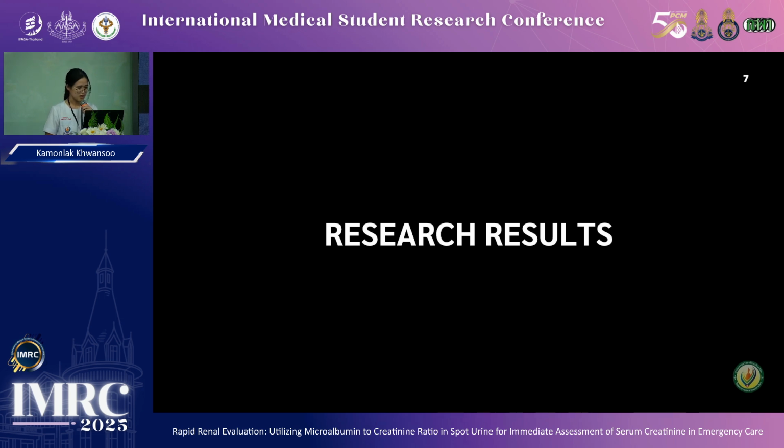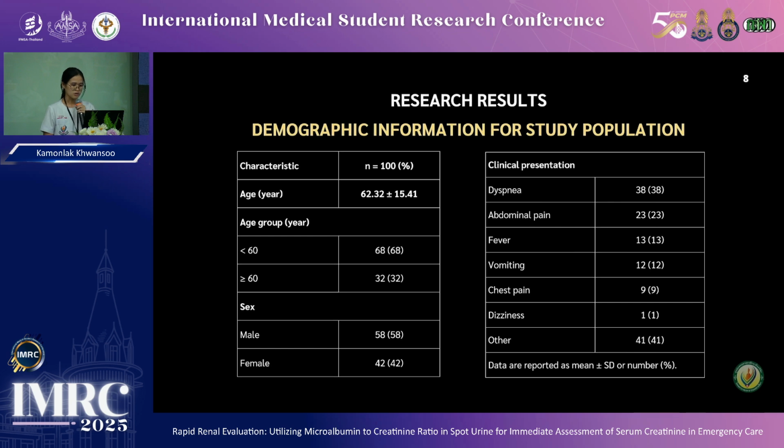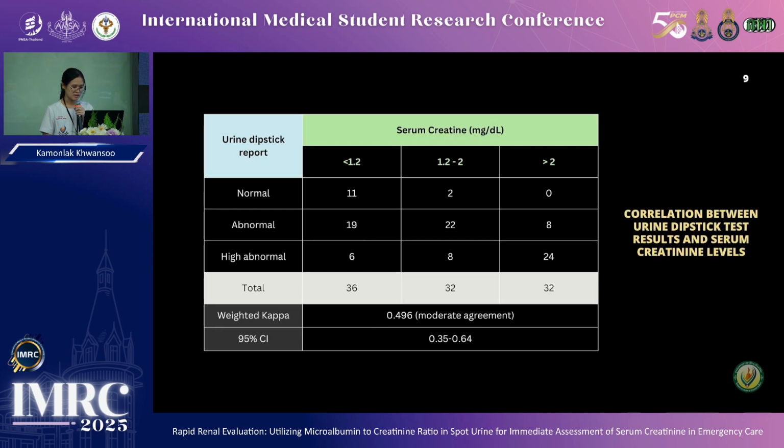And this is the result. A total of 100 patients were enrolled with a mean age of 62 years, and about 68% were under 60. The sex distribution was roughly equal, and the most common chief complaint was dyspnea, followed by abdominal pain and vomiting. And this is a table comparing dipstick microalbumin to creatinine ratio result with serum creatinine level.